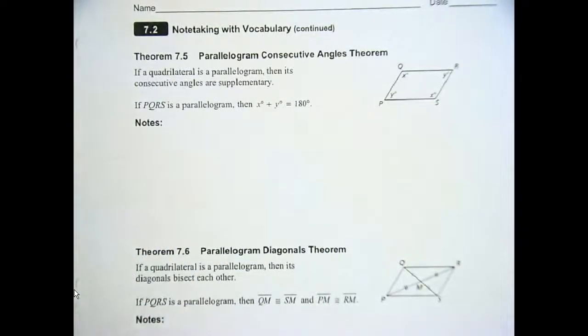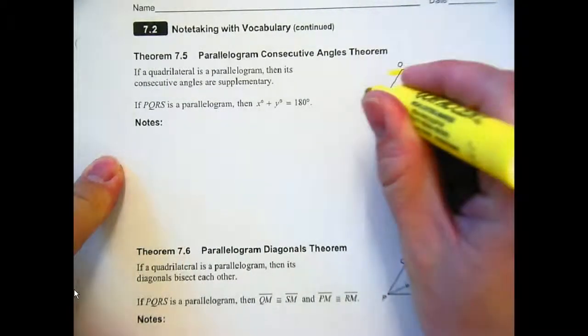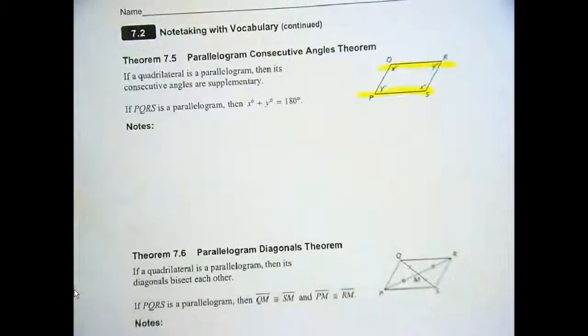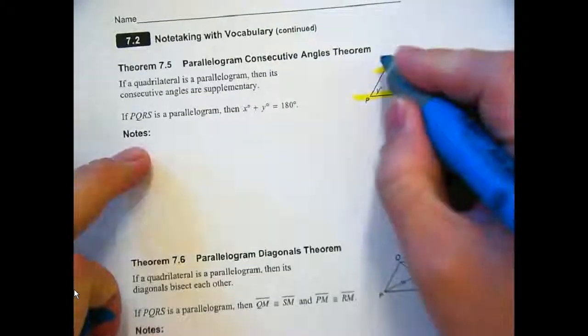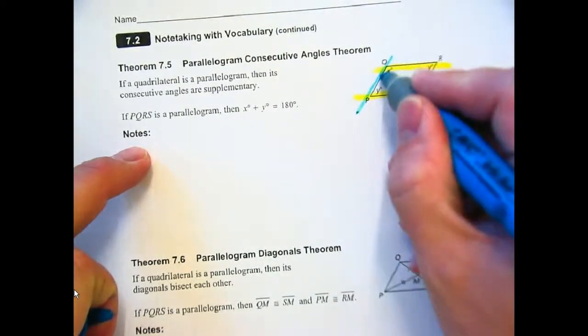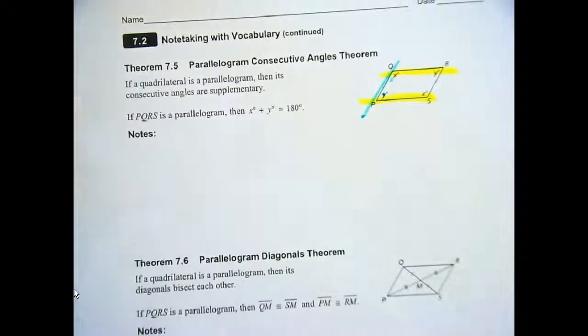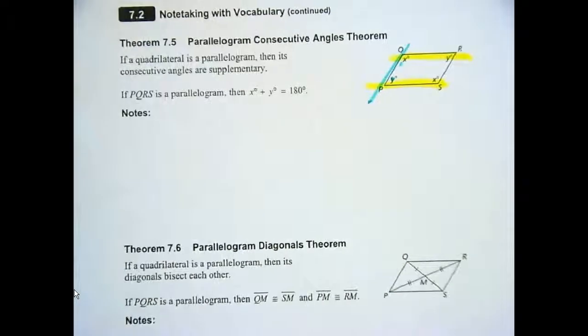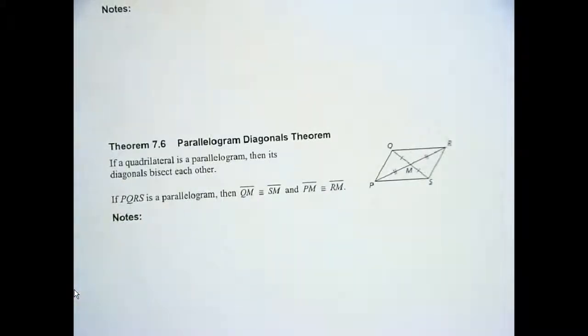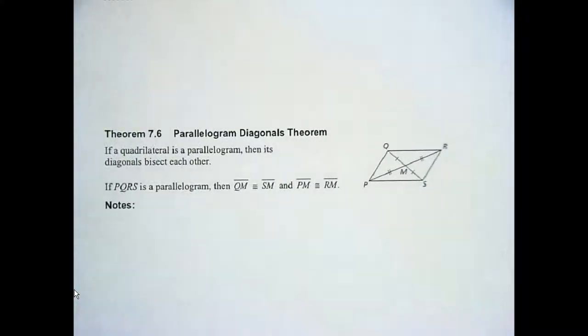Remember, if you have parallel lines, then the interior angles formed by those parallel lines and the transversal that cuts through add up to 180 degrees. That's what the consecutive angles theorem says. And then the last one, the parallelogram diagonals theorem, says that diagonals bisect each other in parallelograms.